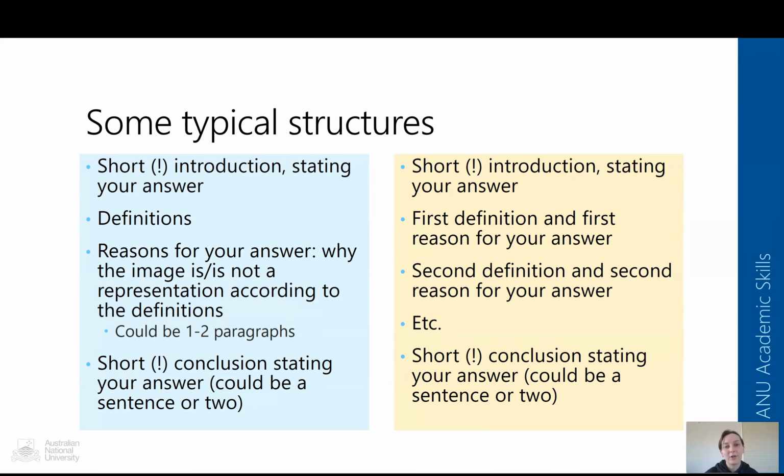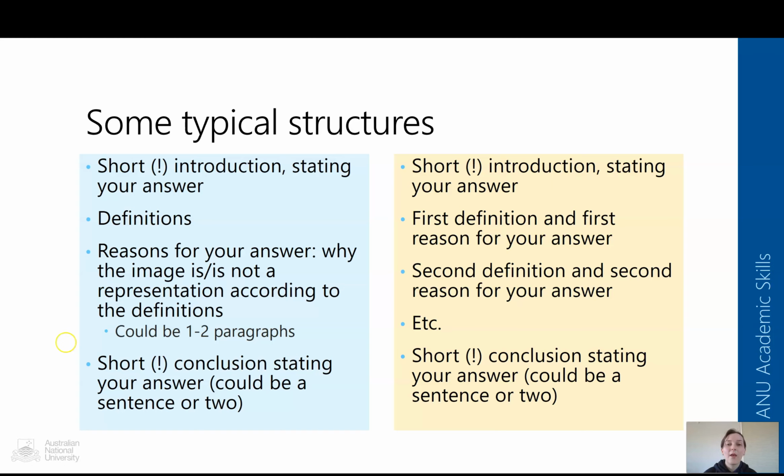To figure out how to structure it well, have a think about how your reasons and how your analysis can stand out within your structure. So some typical structures are the two that you see on the screen. Both of these are supposed to just represent an outline of the 500 words. So first of all, you might give a short introduction, just a few sentences, introducing your answer. And then you might start off by doing a paragraph about the definitions, grouping all those definitions together, and then providing in another paragraph or two the reasons for your answer, applying those definitions to the image. And finally, wrap up with a short concluding sentence or two to show whether you think the image is a representation or not.